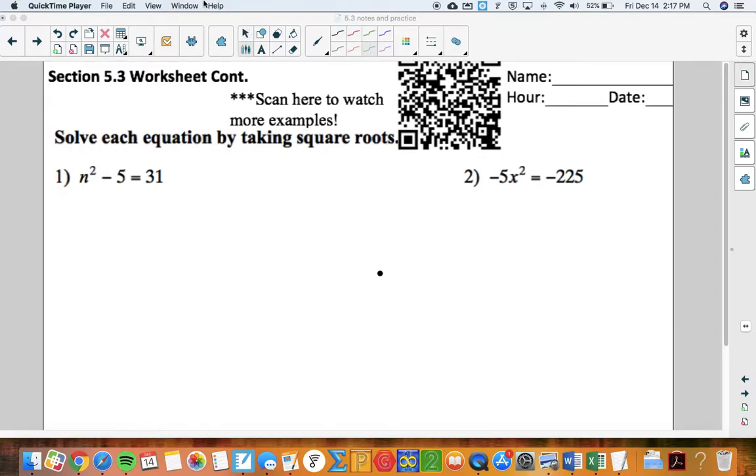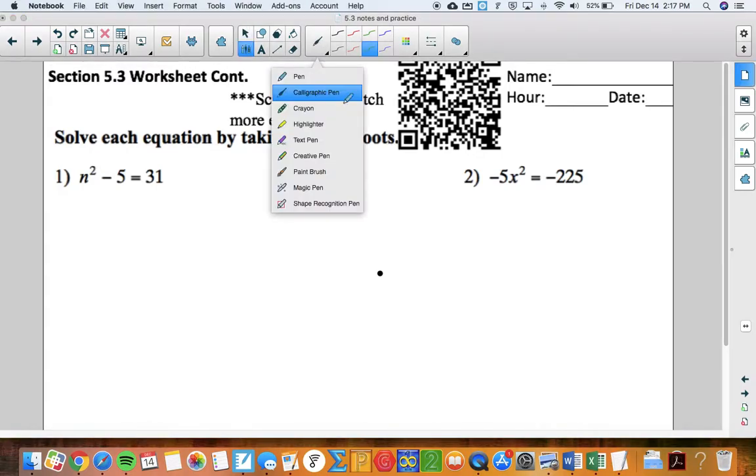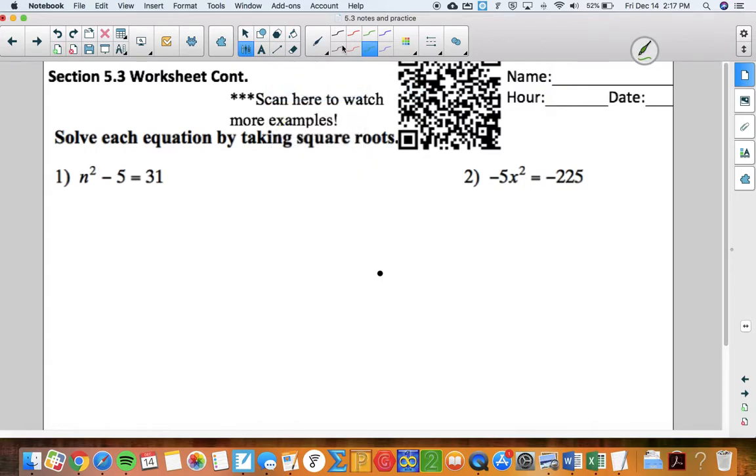This is 5.3. This is the second part of it. So we're actually solving equations now. Here we go. So undoing the things being done to n. We're going to add 5 to undo subtracting 5.